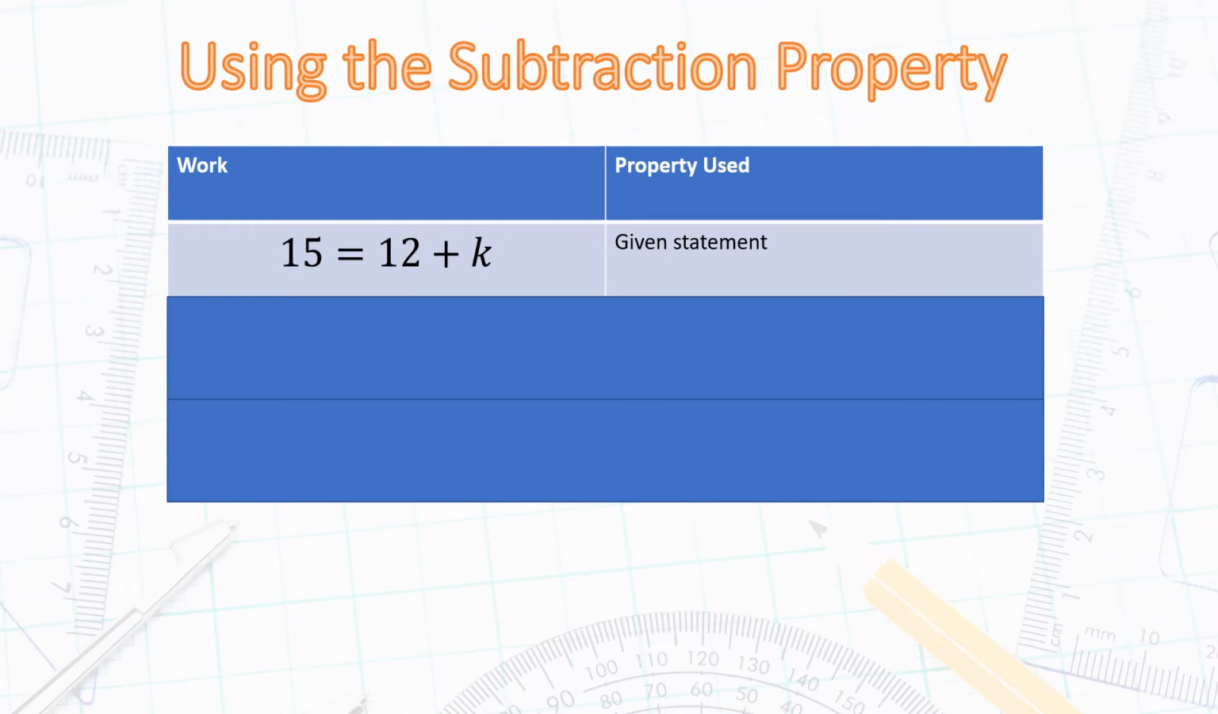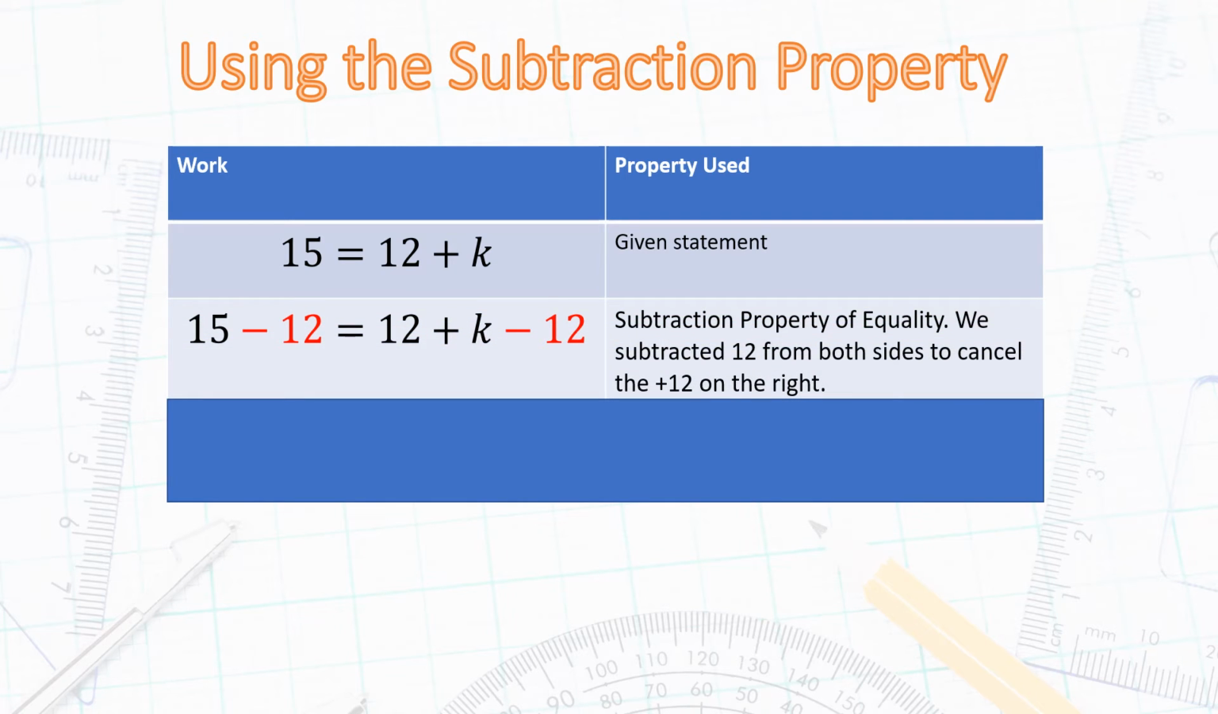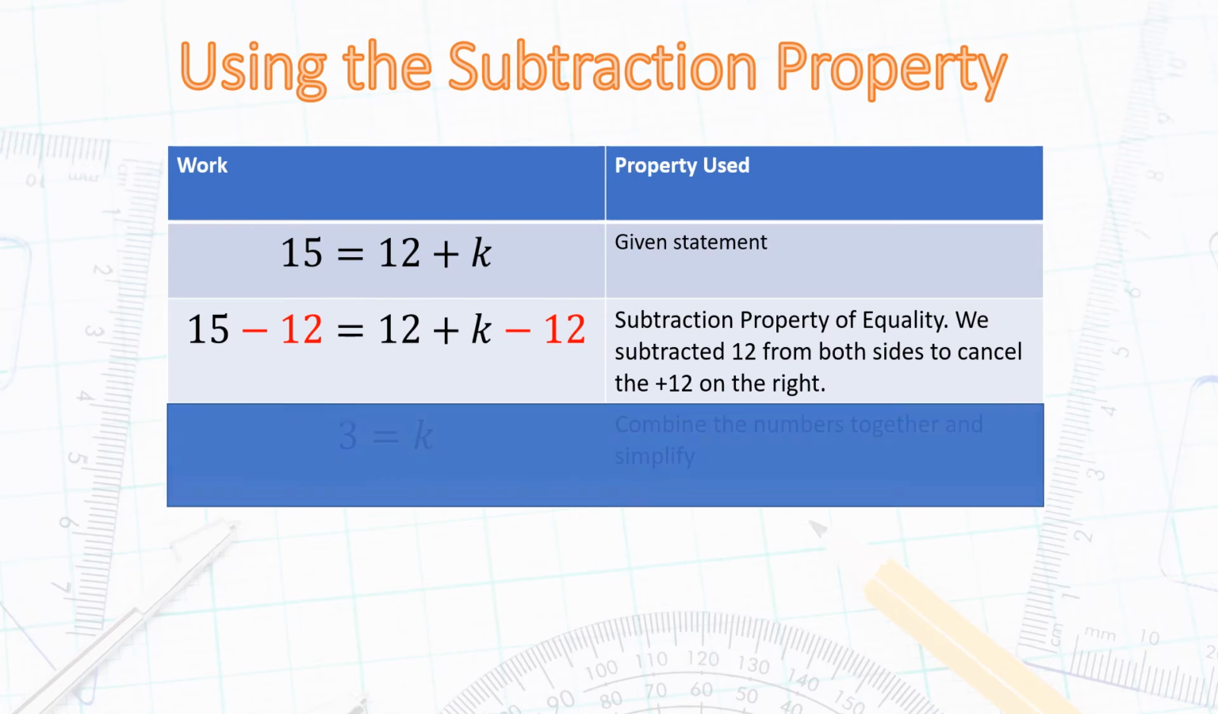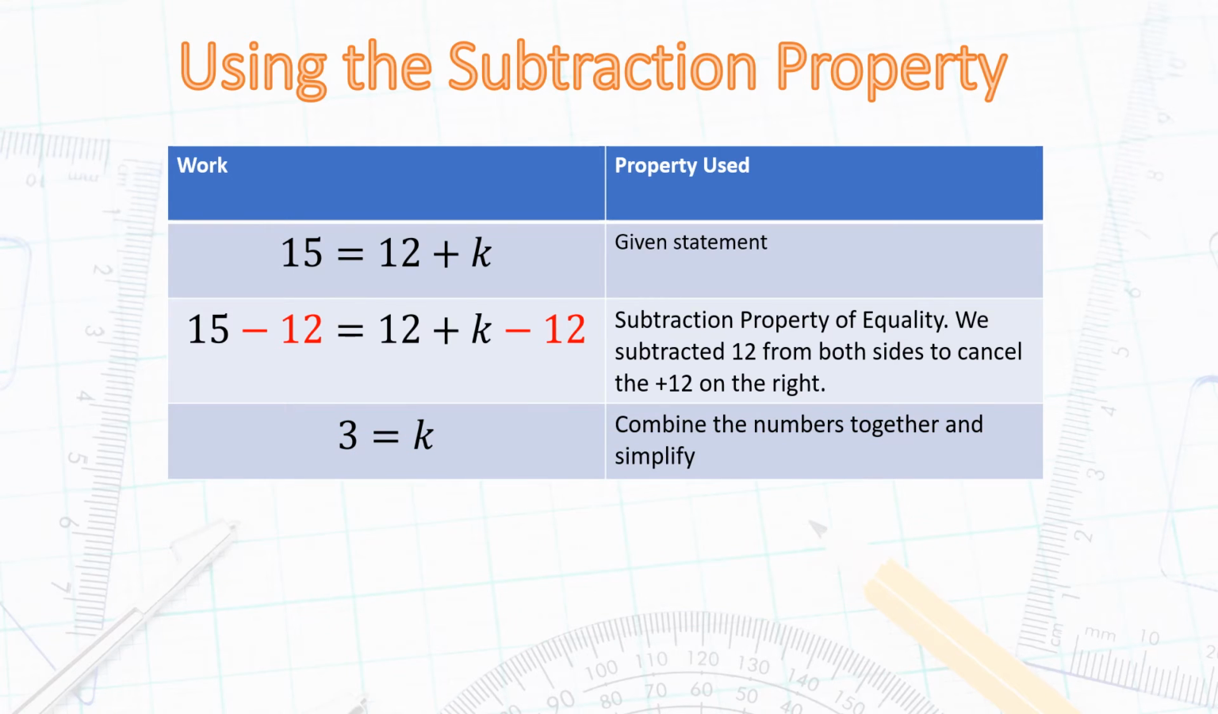All right, so let's take a look at this one. 15 equals 12 plus k. I want to get k on its own. The 12 is on the same side of the equation as k, so the 12 needs to go. It's being added to k, so I know if I subtract 12 from both sides using the subtraction property of equality, I will be able to get k on its own. So I subtract 12 from both sides. 15 minus 12, I simplify that to get 3. 12 plus k minus 12, the 12s cancel, I'm left with just k, and the answer 3.